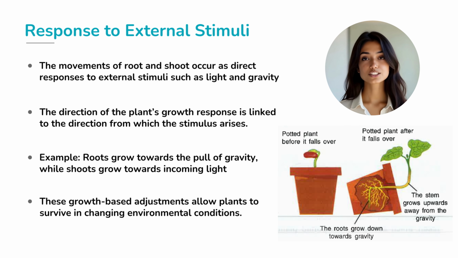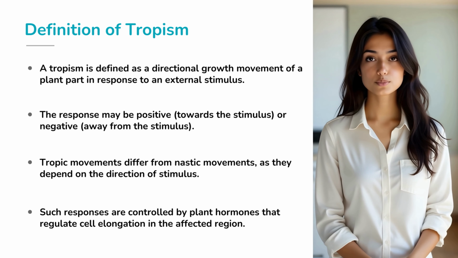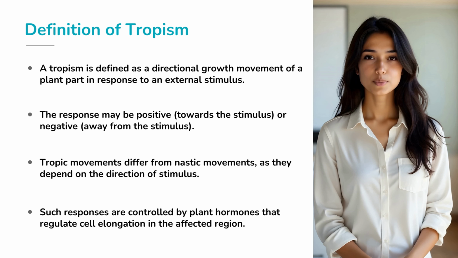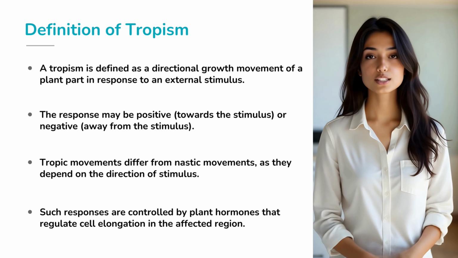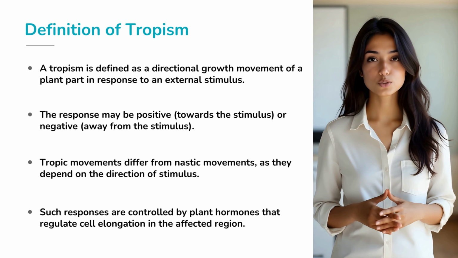So what exactly is tropism? Tropism is the scientific term for these directional growth movements of plants in response to a stimulus. The response may be positive, meaning growth towards the stimulus, or negative, meaning growth away from it. For instance, a stem bending towards sunlight is positive phototropism, while roots growing away from light show negative phototropism.